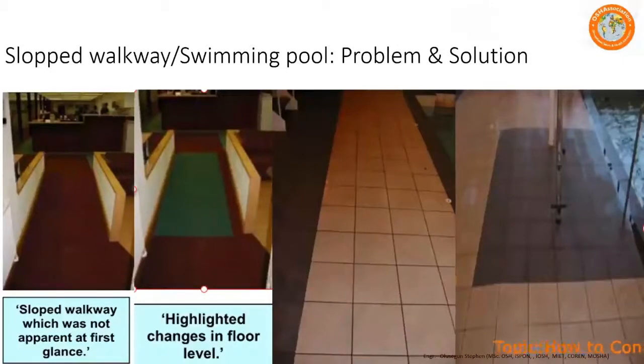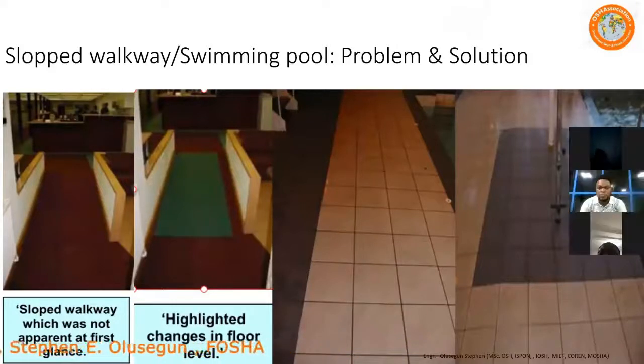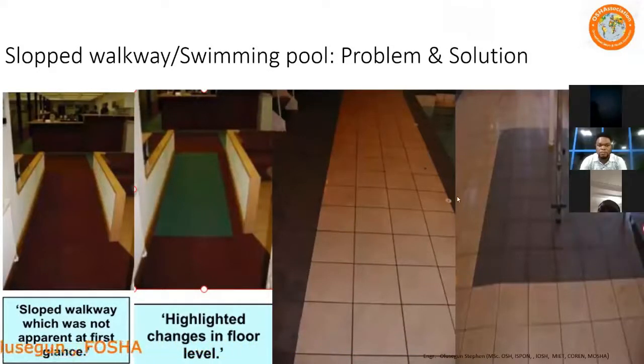And also, when we move further, you will look at this sloped walkway, which was not apparent at first. When you look at this place, you see there's a gentle slope, but you may not easily see that there is a slope in this place. Because a lot of people have been falling in this place, you can see now they have redesigned this as a result of a recommendation that there should be another thing put on this place, a color code, to show people that this is a graded place.